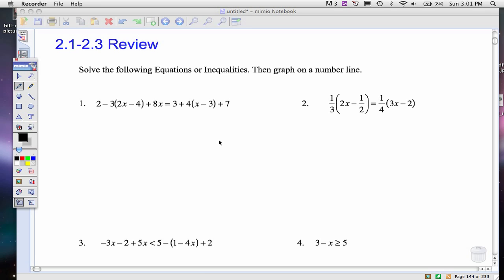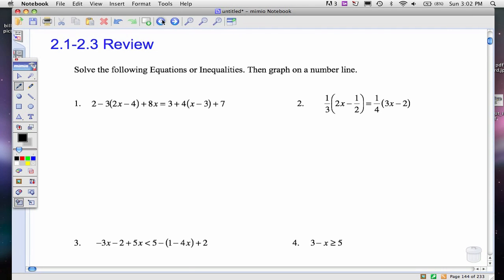This tutorial will cover the 2.1 through 2.3 review, and it'll really only cover the first page. The next video will cover the second page of this assignment. We're going to start off by solving just basic equations.